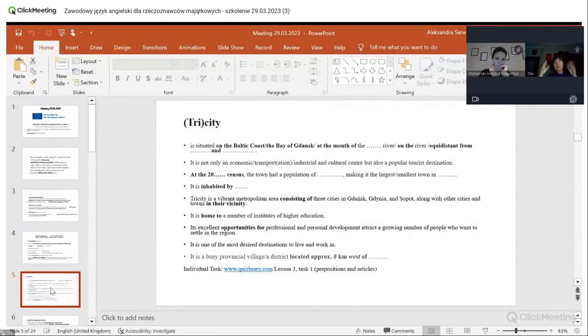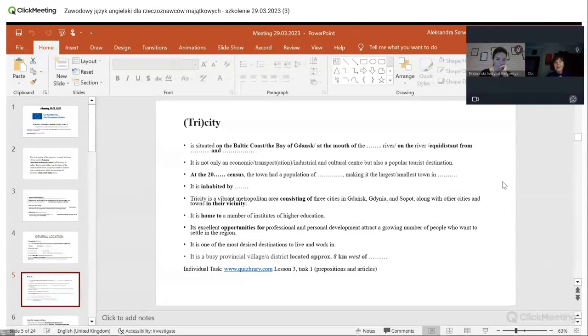And then, maybe it's not a little bit fair. I know that we've got people from different parts of Poland here, but let's say I use the example of Tri-City, but I put Tri in braces because I think you can use the sentences to describe any other city. So again, we've got "it is situated," instead of using "located" all the time, on the Baltic coast or on the Bay of Gdańsk. At the mouth, it's "ujście rzeki," so at the mouth of some river, or it's on the river, or it is, for example, equidistant from one place and the other. For example, the place where I live, Kielno, is equidistant from Gdańsk and Gdynia.